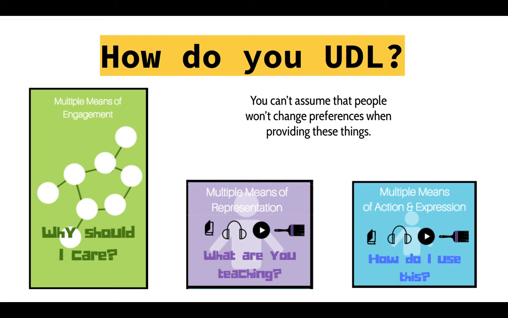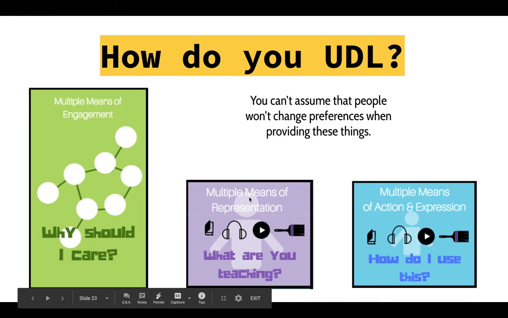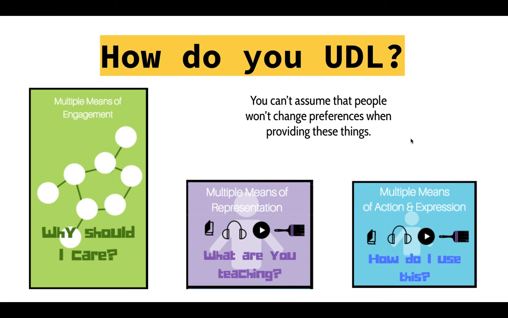So the 3 guidelines, again, are multiple means of engagement here in the green, multiple means of representation in the purple, and multiple means of action and expression. Now, because of these different things, you don't try to do everything all at once, but it is important to think through each of these guidelines as a lens with which you're viewing the instruction and the learning experiences you are providing for our students.